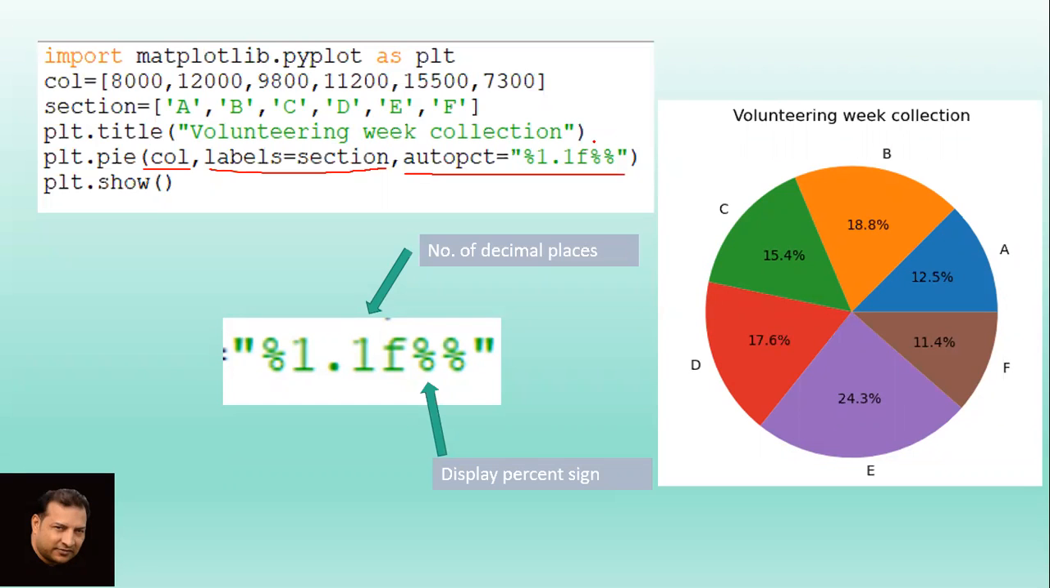I will repeat all these details. See this percentage 15.4. So .4 is because we have used 1 after decimal place. It means number of decimal places will be only 1. F stands for floating point numbers. This percentage symbol will display percent sign. Let us discuss this in detail.